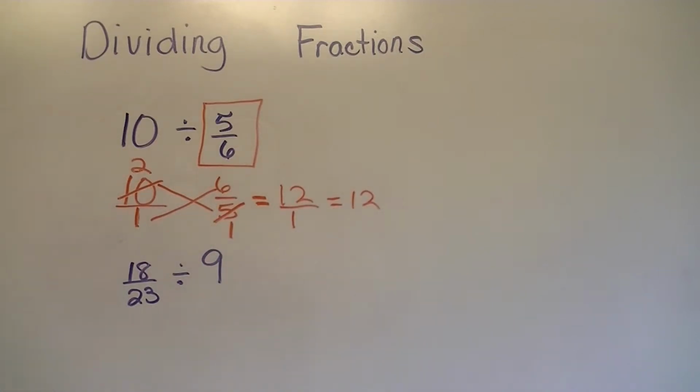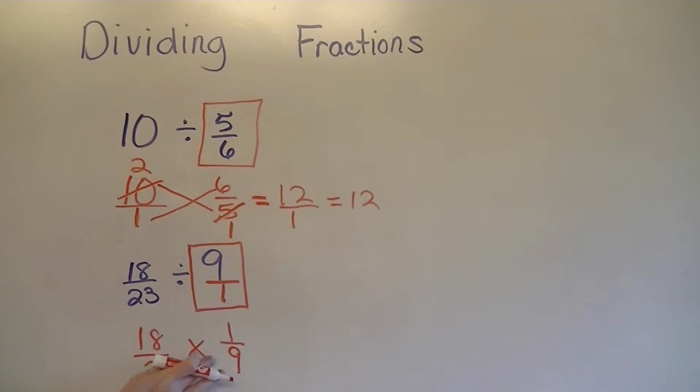Let's take a look at this one. Okay, so 9 is really 9 over 1, but we can't divide fractions. So I have to flip this one upside down, and that would be 1/9. And I'm going to rewrite this and change it to multiplication.